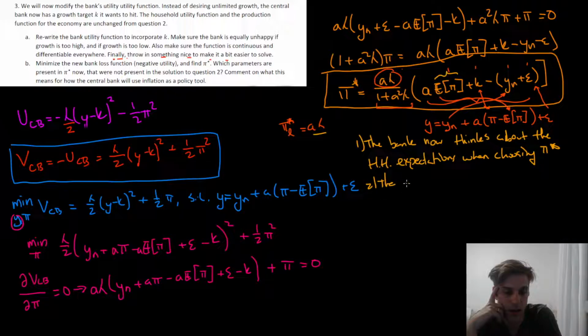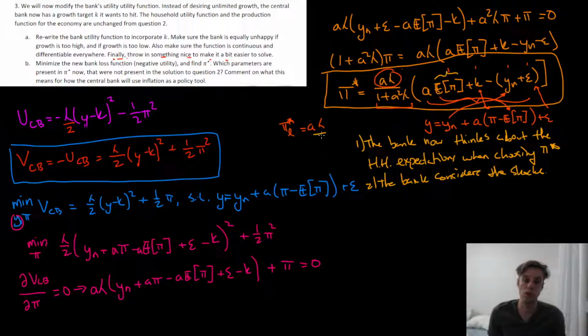The bank considers the shocks. So actually this pi star is a random variable. And indeed, we should probably take the expectation, but I won't here because the question didn't ask us to. But yes, it's a random variable because we don't know what this epsilon is. So pi now, instead of just being one number, is going to be a probability distribution, with some mean and some standard deviation. Okay, so that, I think, answers that.